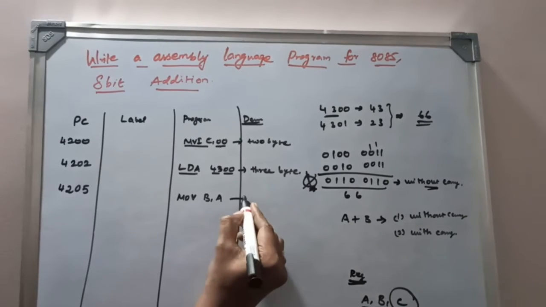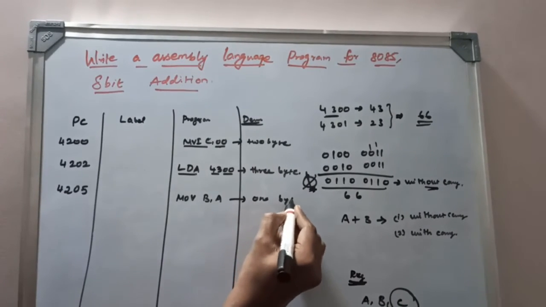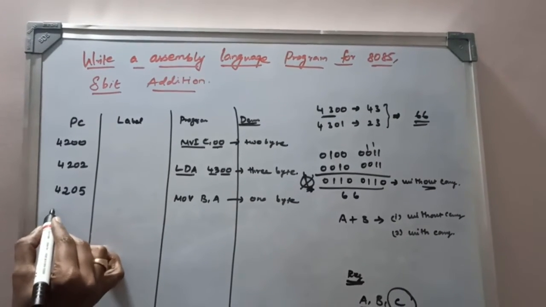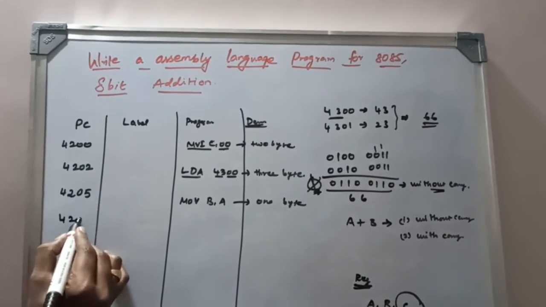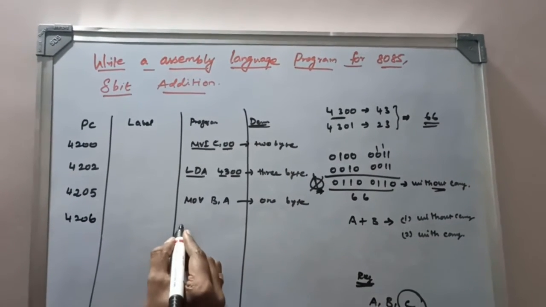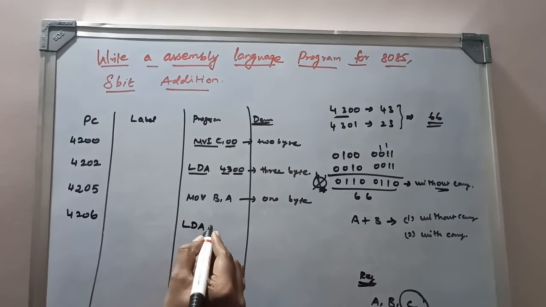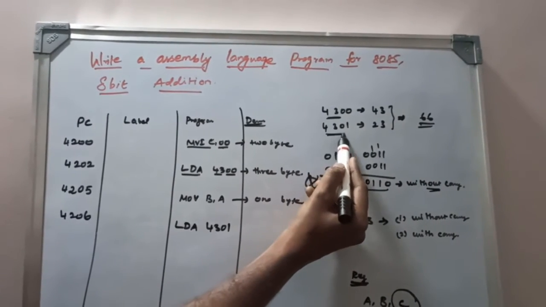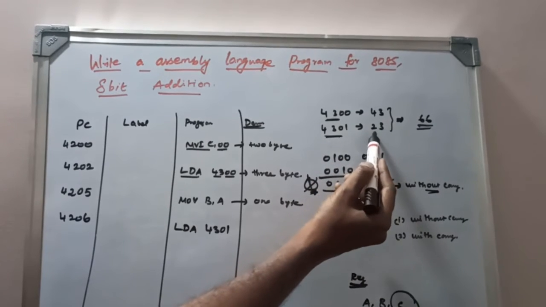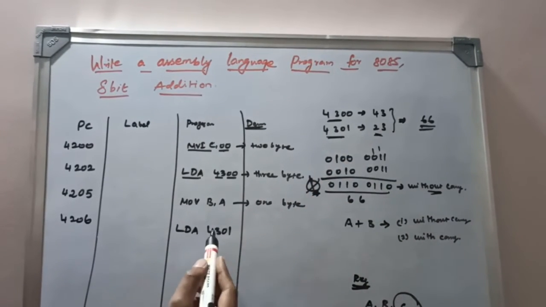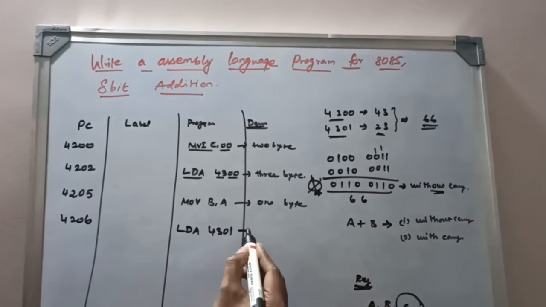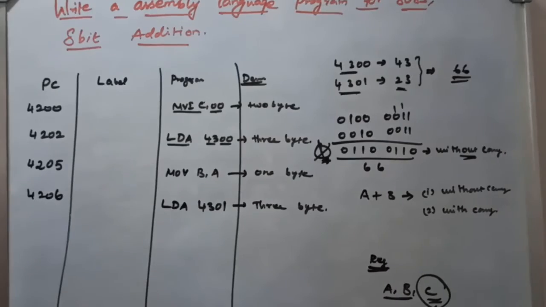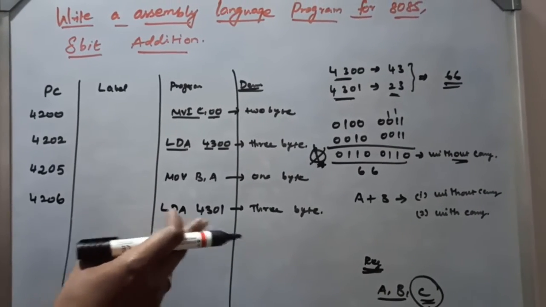So it's a 1 byte instruction. So one memory location is required to execute the function. Then the next instruction location is 4206. So in this location, you declare the instruction LDA 4301. So 4301 is the next memory location. In this location you hold the data 23, the second data. So this data is transferred to the accumulator. It's a 3 byte instruction, so you need 3 memory locations to hold the data.